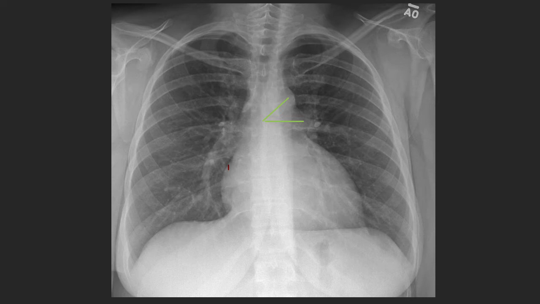If we're having a hard time finding the carina, what we can do is draw something known as D's line. D's line is where you take a 45-degree angle from the center of the aortic knob and draw that to the spine. The apex of that angle typically corresponds to the location of the carina.